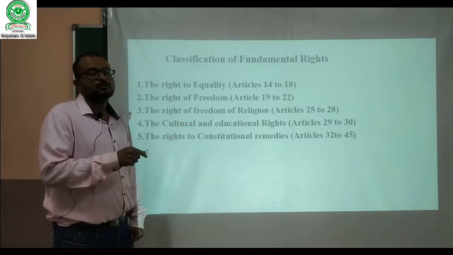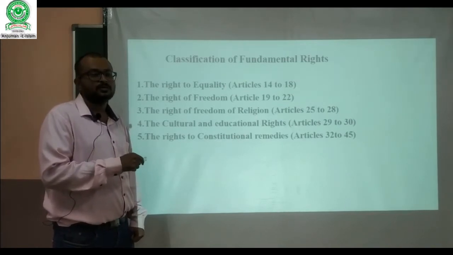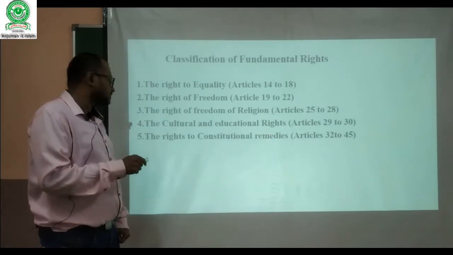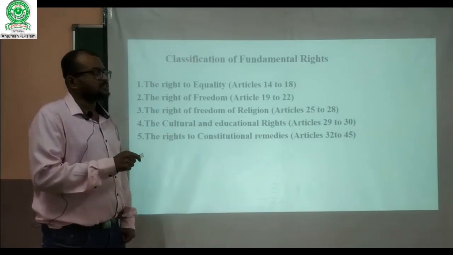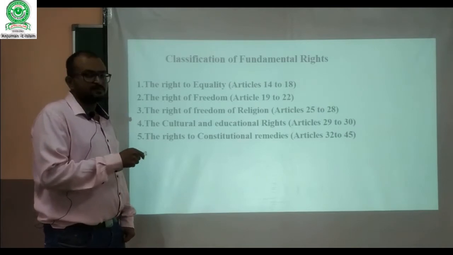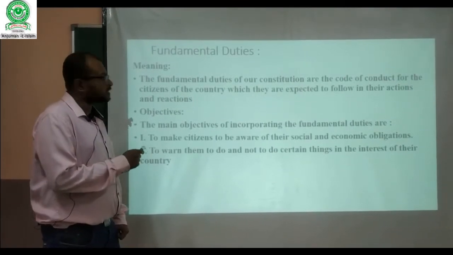In 2002, the 86th amendment was introduced where free and compulsory education was given from 1st to 10th standard, that is, ages 6 to 16. Right to constitutional remedies. If any of these rights are not given to us by our government, we can go to the Supreme Court to get these rights. Let's come to the next topic, that is fundamental duties.